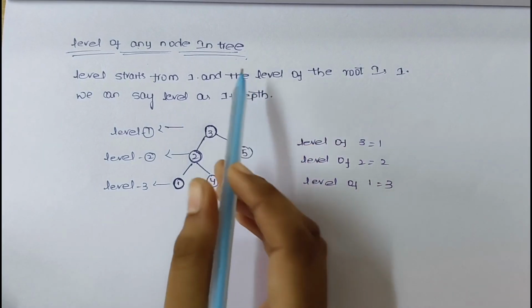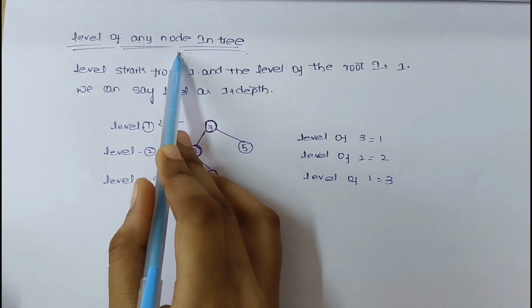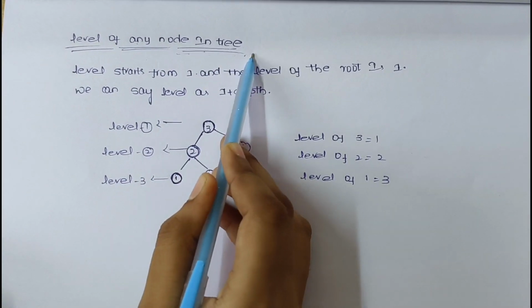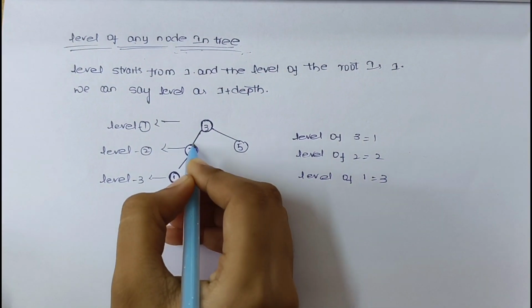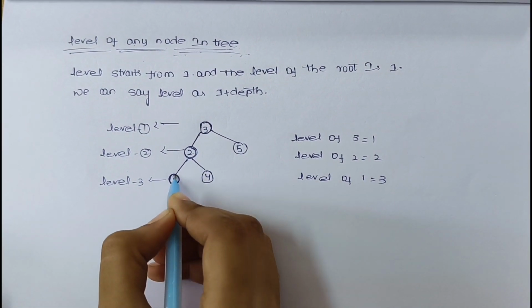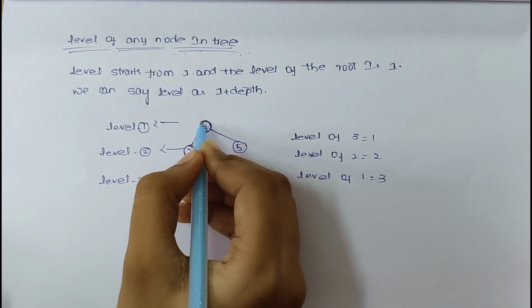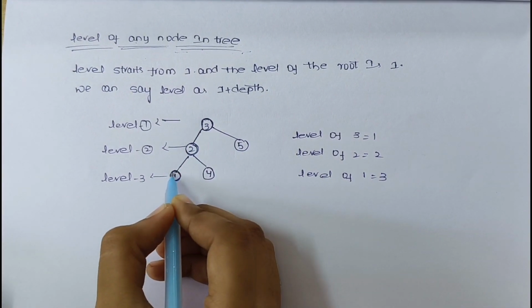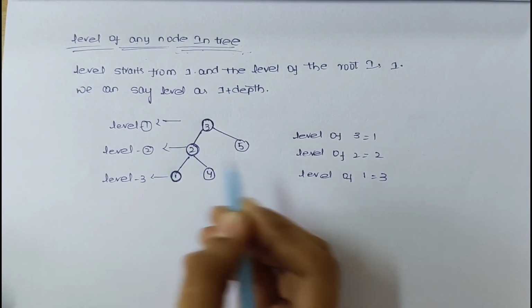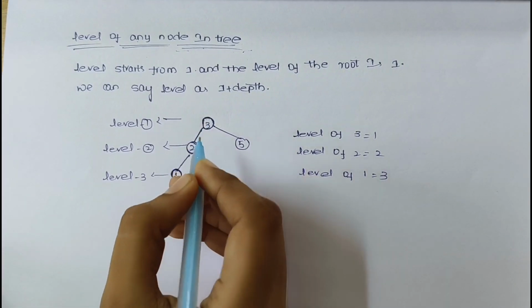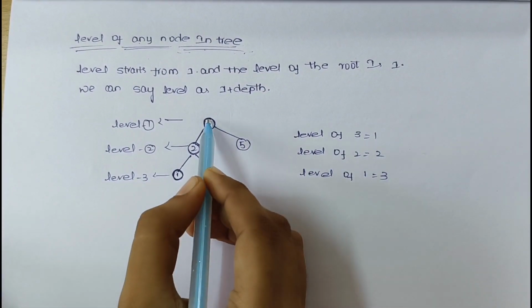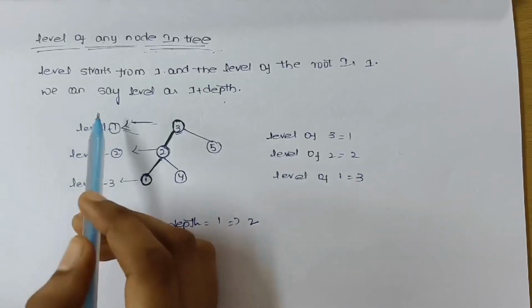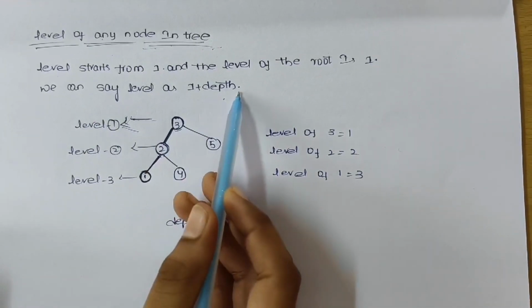So I am going to explain about the level of any node in a tree. The level is basically defined as the number of nodes from the root to the leaf node. Here 3 is the root node and 1 is the leaf node because it does not have any children. So level basically starts from 1. The level of the first root node is 1. So in other words, we can say level is 1 plus depth.